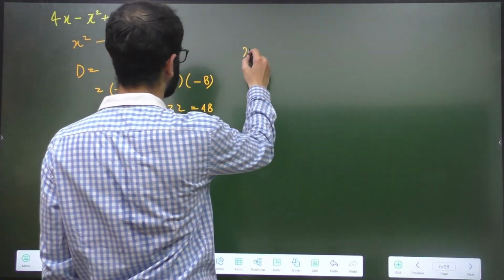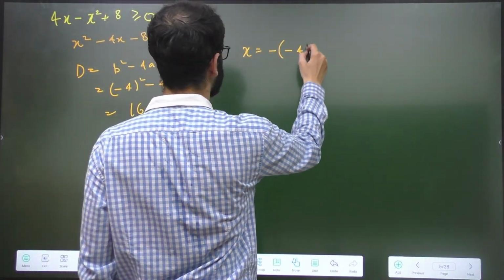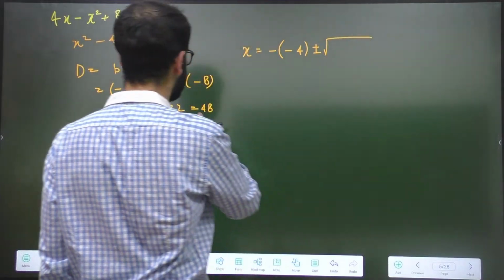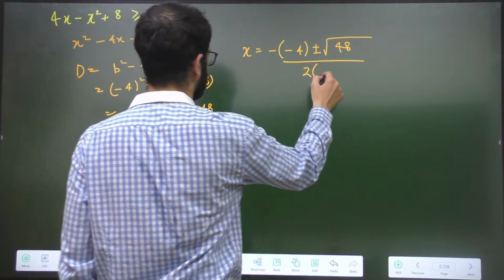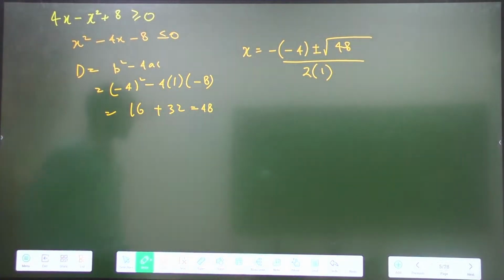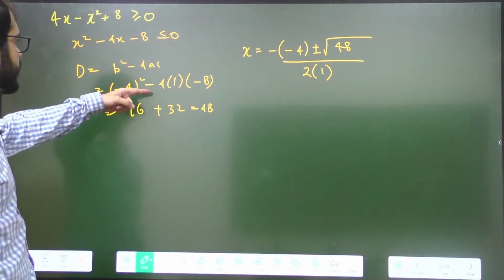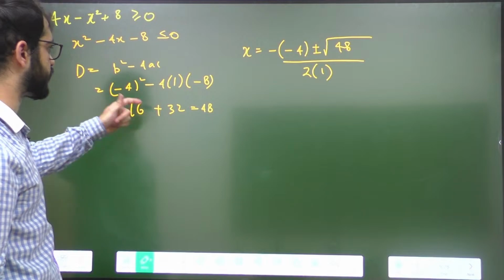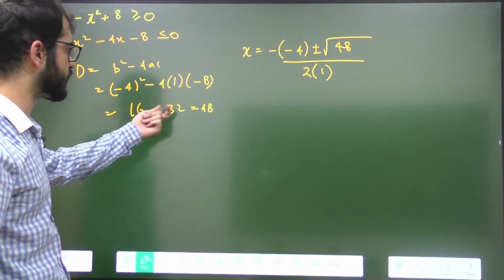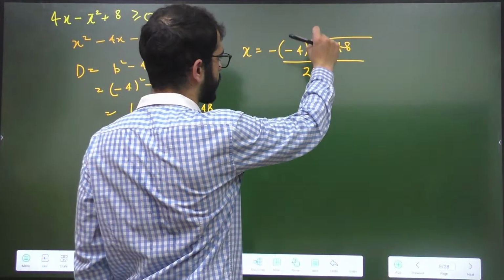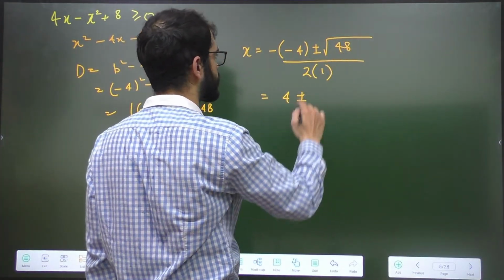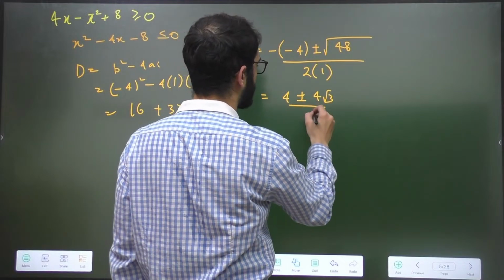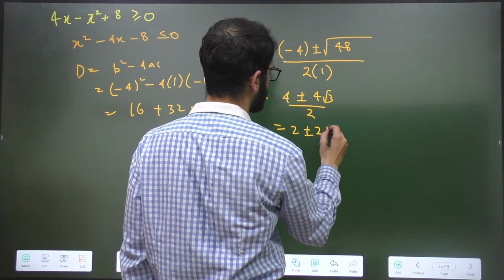The two roots are going to be x equals minus b, that is minus 4, plus minus the square root of the discriminant, which is going to be 48, divided by twice a, that is 1. This is calculated by Sridhar Acharya's formula, b square minus 4ac. We substituted minus 4 over here, minus 4 times a, and then c, that is minus 8. So it is 16, minus minus becomes plus, and 32. So I copied the number 48 over here. I'll get 4 plus minus root 48, which can be written as root of 16 times 3, so 4 root 3 upon 2 is 2 plus minus 2 root 3.